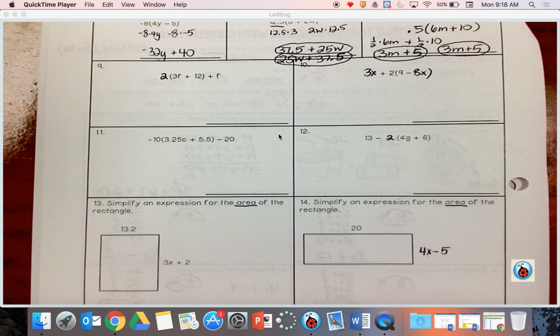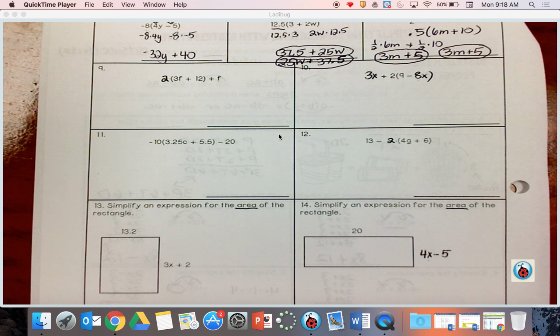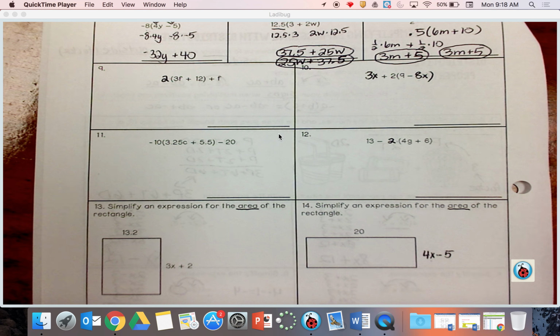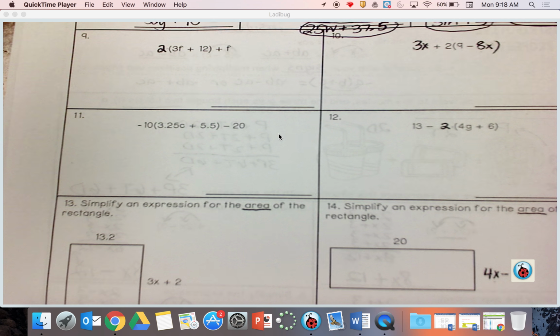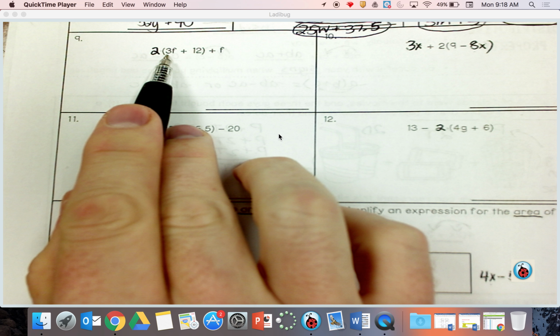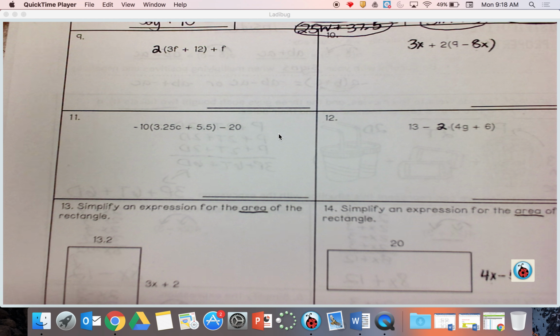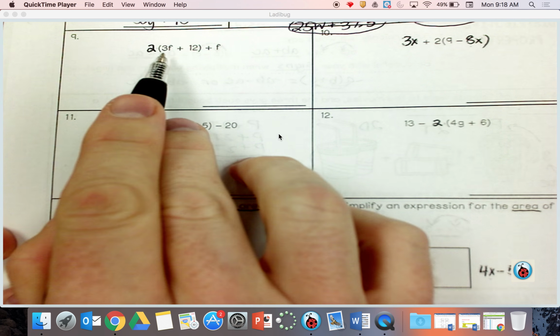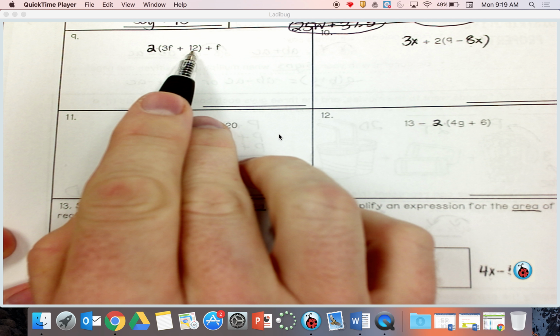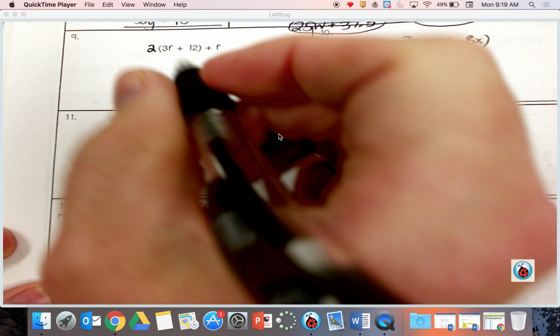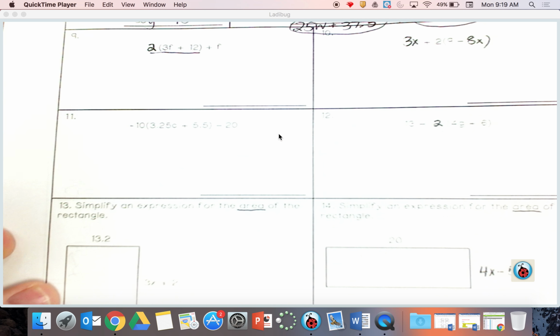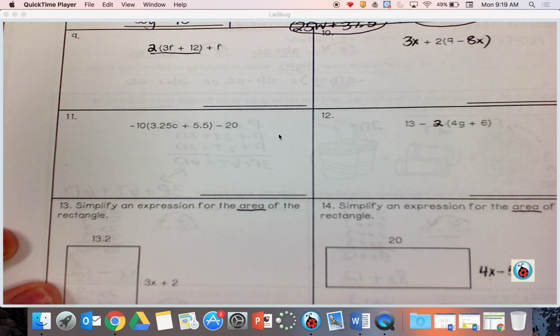So what we need to do first is look at number 9. When you look at this problem, we have to know how to say this. We'll zoom in here so you can take a look at it. It says 2 times the quantity 3f plus 12, then added to the f, or 1f. If you remember order of operations, we do what's inside the parentheses first, and you can see that I can't combine these two together. So I have to do the multiplication, which this part right here would be my distributive property. So I'm going to distribute first and then combine like terms.